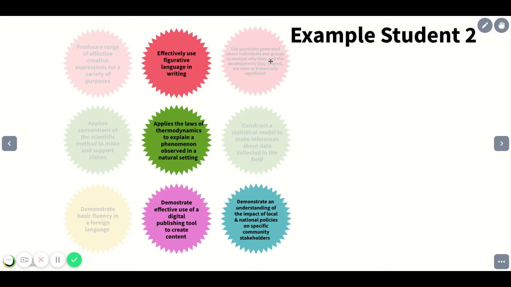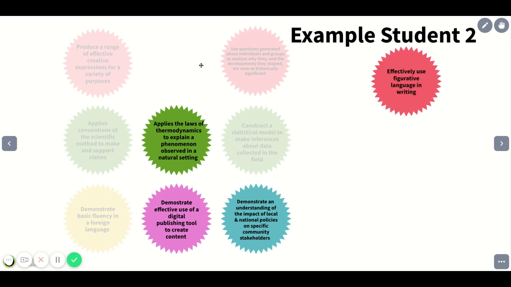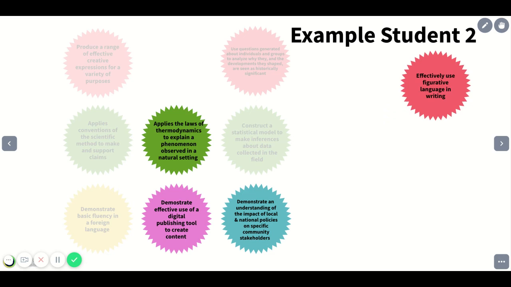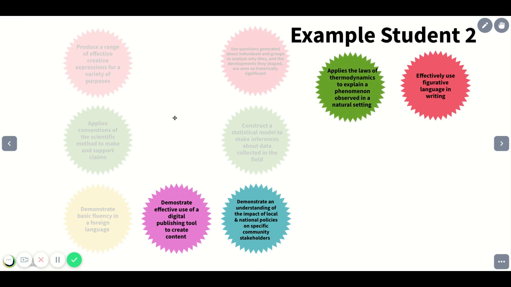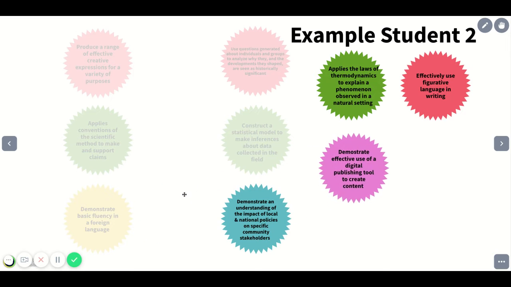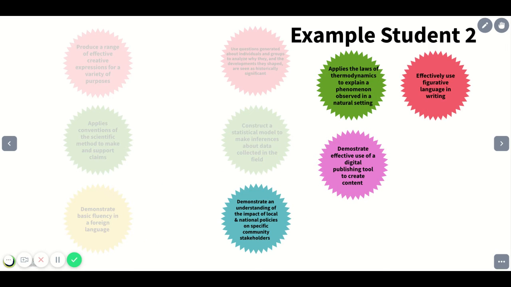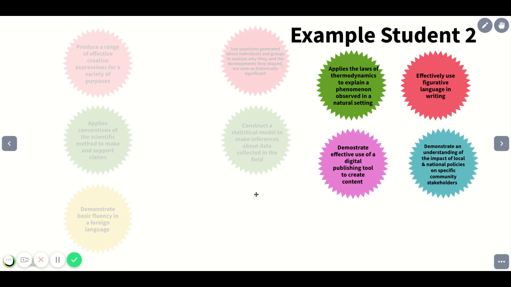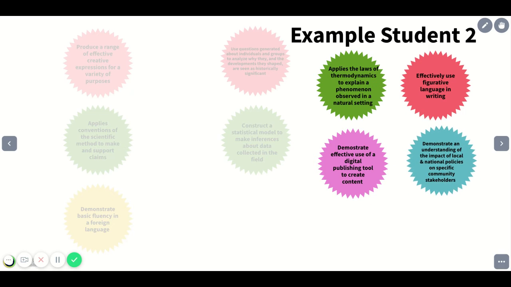Another student would look at the full set of possible standards, mastery credits, whatever we call them, and say, actually, I also want to do the figurative language one, but I'd rather also look at thermodynamics when I do this. I'm also more into the publishing of the actual magazine. And I also think it's important that I understand the impact of the national policies on these stakeholders.